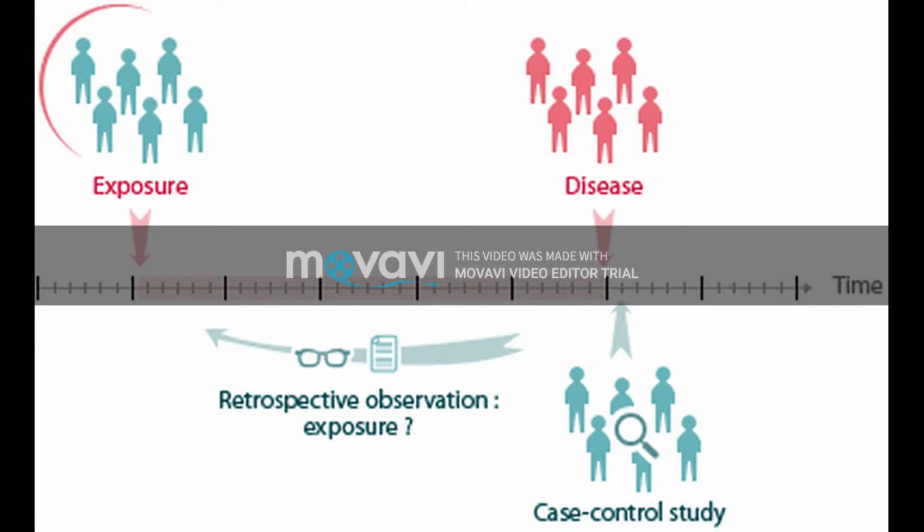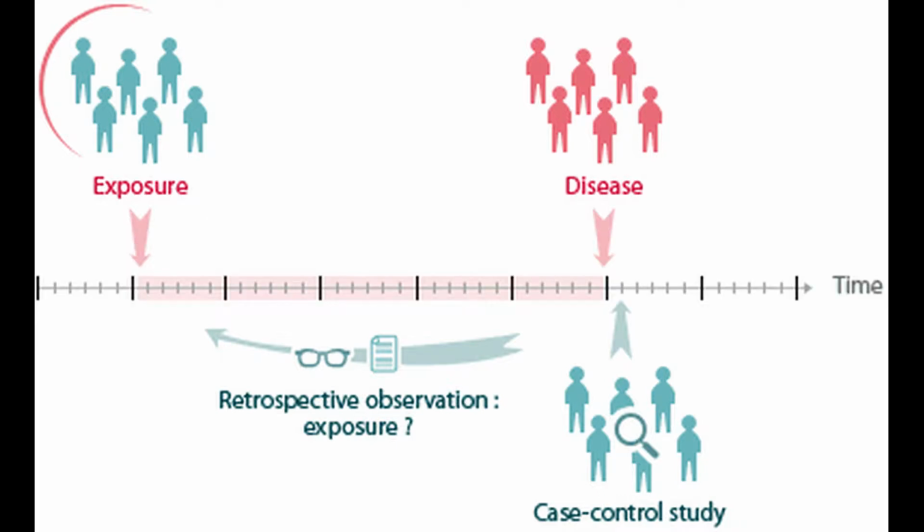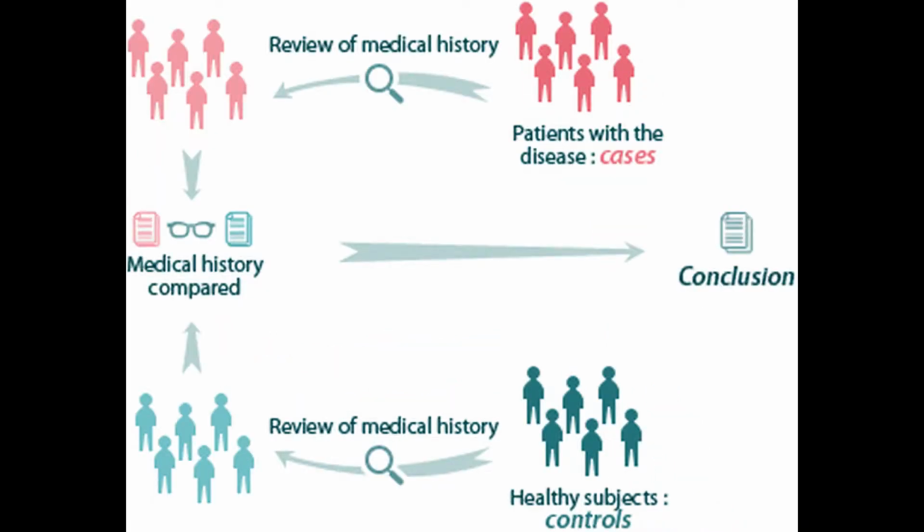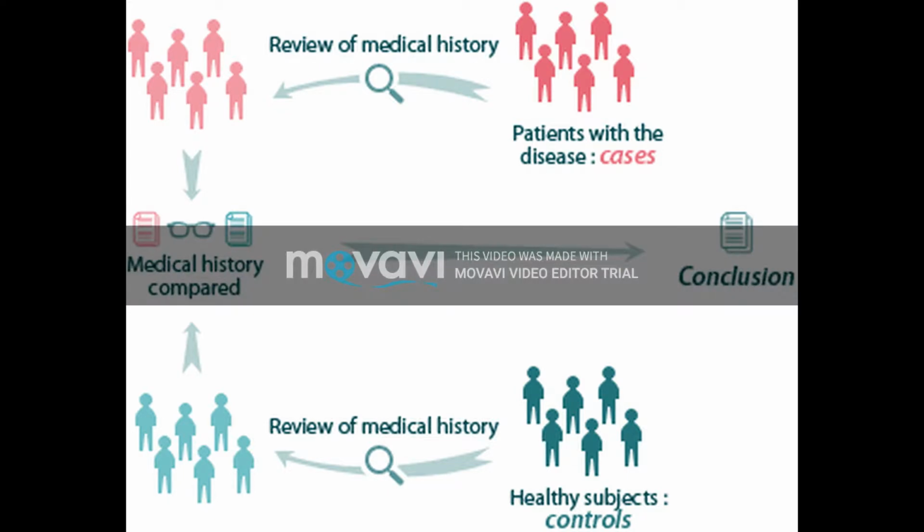The case control study is retrospective because the data deal with the past. The investigator is looking backward from the disease to a possible cause. The study compares the occurrence of the possible cause in cases and in controls. Cases are the people with the disease, and controls are the people without the disease.